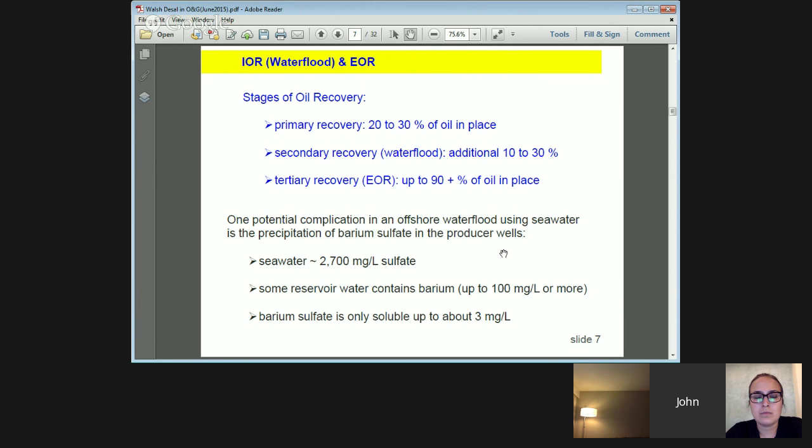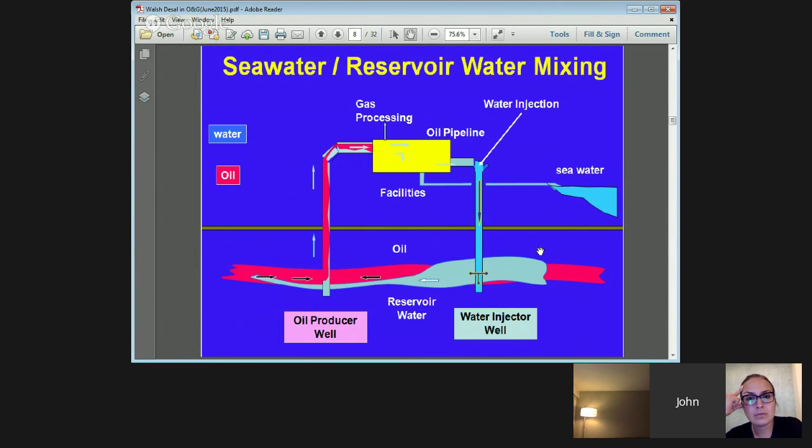One potential complication, especially offshore, is that the seawater used contains a very high concentration of sulfate. Now, in the case where the hydrocarbon-bearing reservoir also has water containing barium, barium sulfate scaling can become a problem on the producer wells. Barium sulfate is only soluble up to about 3 milligrams per liter. And this is what I mean by this type of water flood.